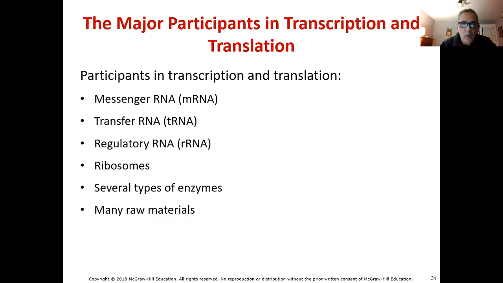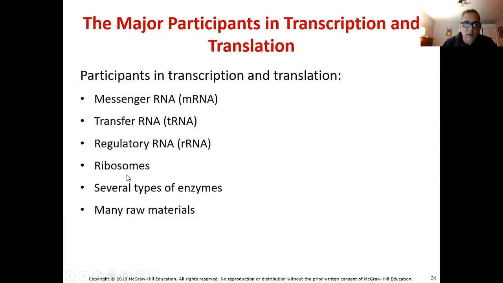So the parts of this to get to protein synthesis: transcription first of the RNAs. We have the message RNA that has the codon. Transfer RNA has the anticodon, and it carries an amino acid that is determined by that codon. There are the regulatory RNAs. The ribosomes are made up of ribosomal proteins and ribosomal RNA.